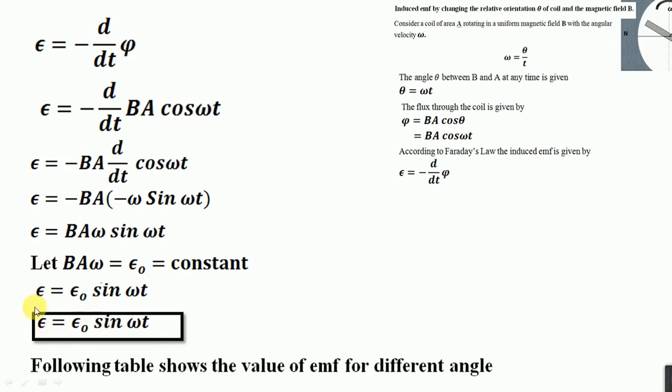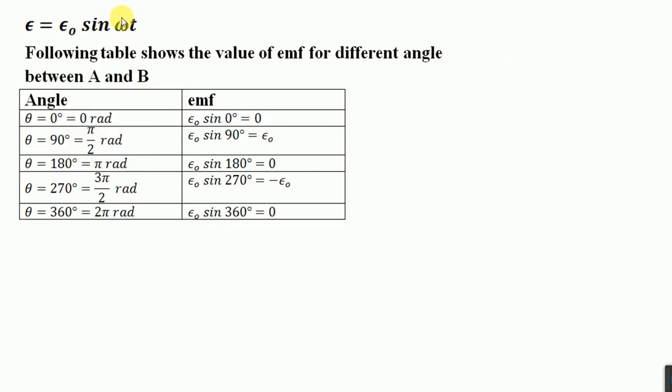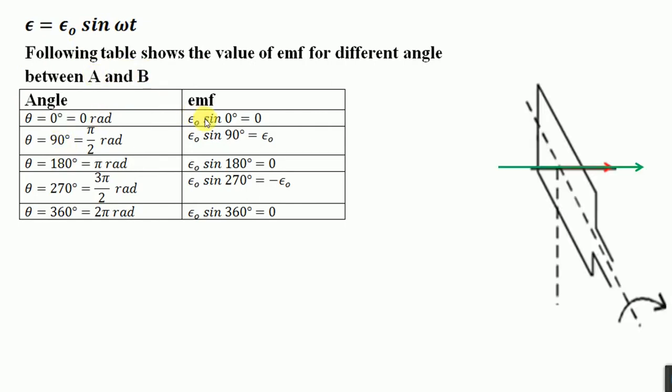Now we'll draw a table to show the variation of E with the angle omega t. Since omega t is theta, I'm using theta here. When the angle between magnetic field and the area vector is 0 degrees, EMF is 0. When the loop and magnetic field make a 0 degree angle, here you can see the green one is the magnetic field and the red one is the area vector. The angle is 0 degrees, so at this time there will be no EMF produced in the coil.